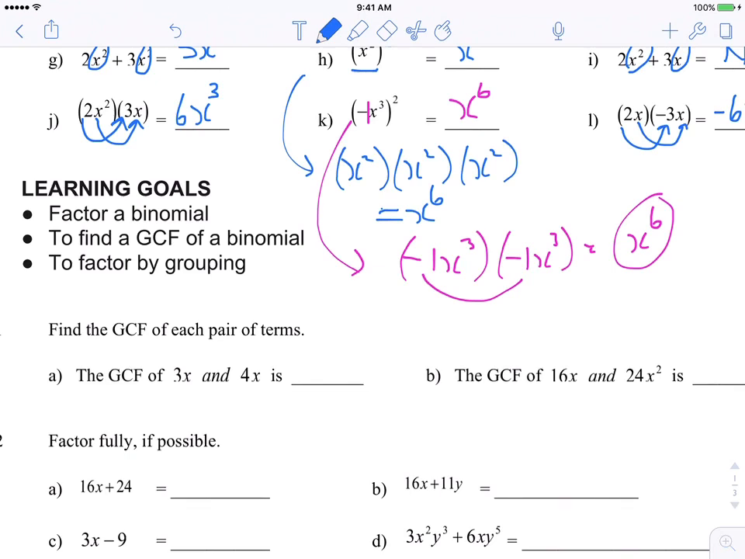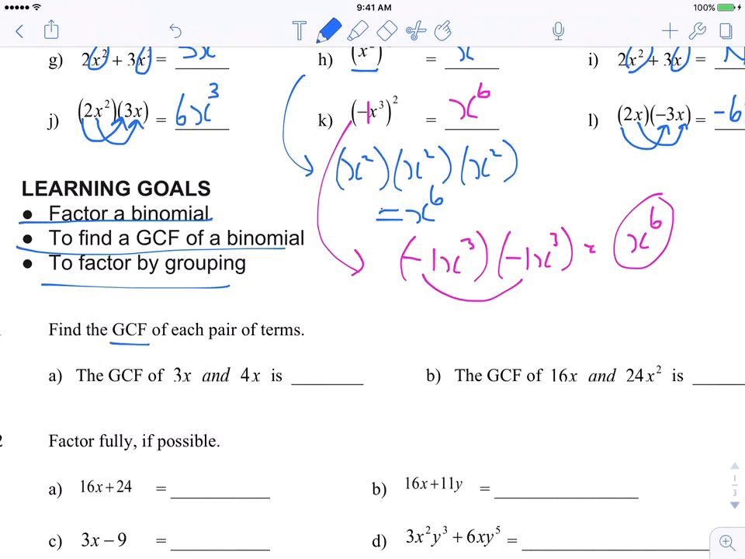Now we're going to look at factoring a binomial. Okay, and that's what we did yesterday. We did the expansion of binomials. We multiplied binomials, for example, x plus 3 times x plus 5. And factoring will, instead of expanding this to get standard form, take standard form and get back to what looks like a root form. To factor a GCF of a binomial, and to factor by grouping.